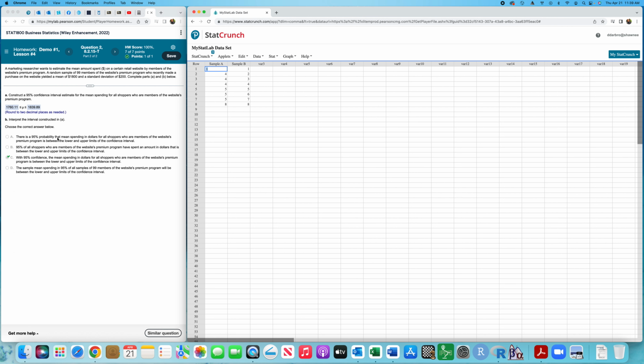So it has to come down to either A or C, but because of the way that they've defined the population, C would be the only correct answer. So with 95% confidence, the mean spending in dollars for all shoppers, what we're trying to estimate, who are members of the website premium program, is between the lower and upper limits of the confidence interval. So again, just identifying what the mean spending is all about.